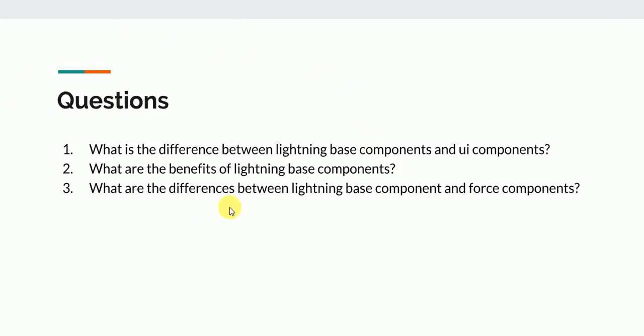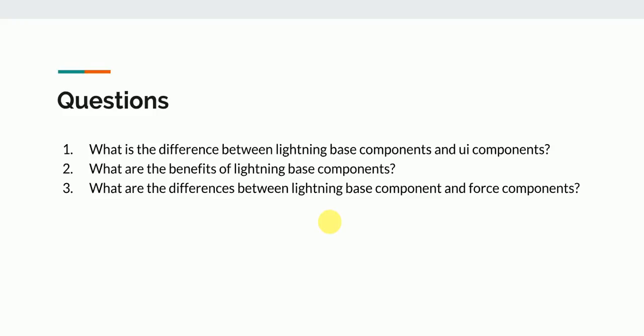What is the difference between Lightning based components and UI components? The main difference between Lightning based components and UI components is that the Lightning based components come with their own unique UI and standard style sheets, but in case of UI components we have to give them the manual style sheets for changing the look and feel. And also UI components are being deprecated, so it's highly recommended to use Lightning based components so that your component doesn't break in future. What are the benefits of Lightning based components?